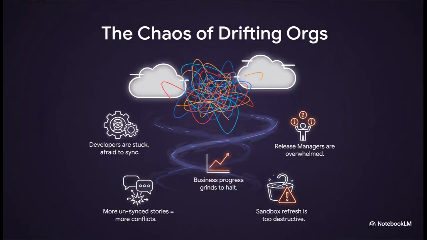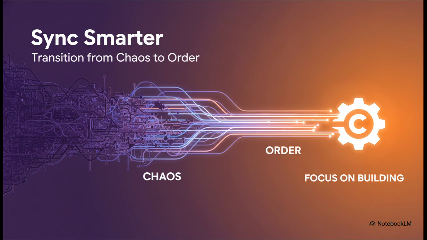And this is the chaos that follows. Your developers are stuck, basically frozen, because they're afraid to sync. This absolutely buries the release managers who are now trying to juggle deployments while putting out fires and resolving everyone's conflicts. The end result? Business progress just stops. Features get delayed, deadlines are missed, and the old-school fixes, like a full sandbox refresh. That's the nuclear option. It just wipes out everything. It's a vicious cycle, right? The longer you wait, the more out of sync things get, and the more painful that merge is going to be. Everyone is just stuck in the mud.